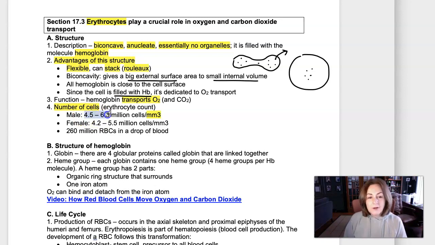And so here we're not comparing the size of the body. Here we're saying if we had an equal volume, if we just had this cubic millimeter, we would see more cells within that tiny space in a male than a female due to testosterone driving red blood cell production. So that's lots of red blood cells. To put that in context, 260 million red blood cells in a drop of blood. So that's kind of crazy.